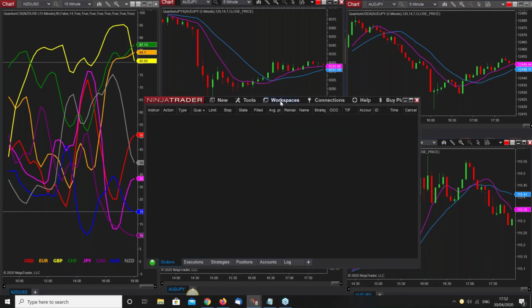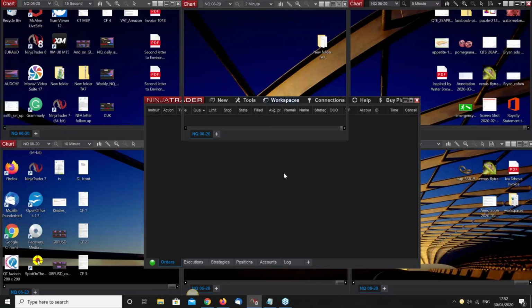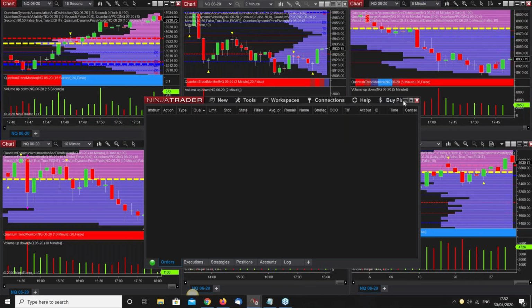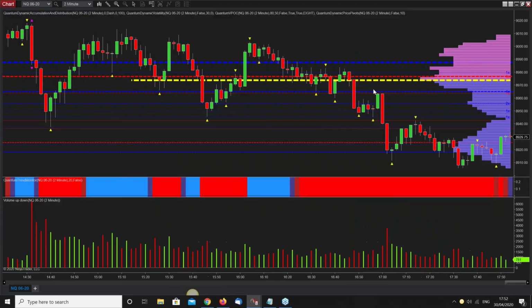Let's just go back to the NQ. Let's go back to the indices again, multiple time frames. There we are. This is the NQ. We've got a bit of a bounce developing. We'll see if it has any strength or not. Let's have a look at the 2 minute. There we go.